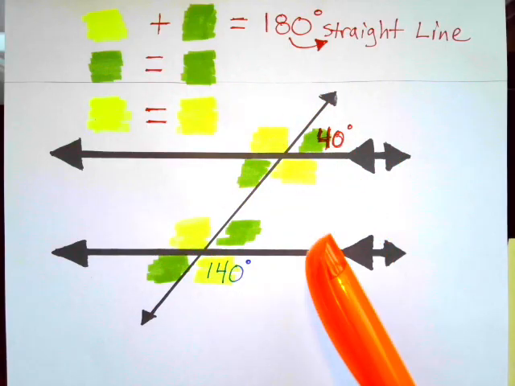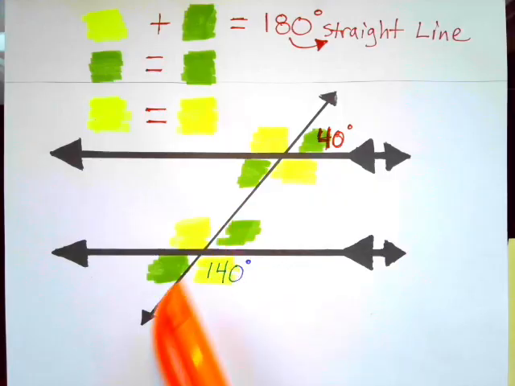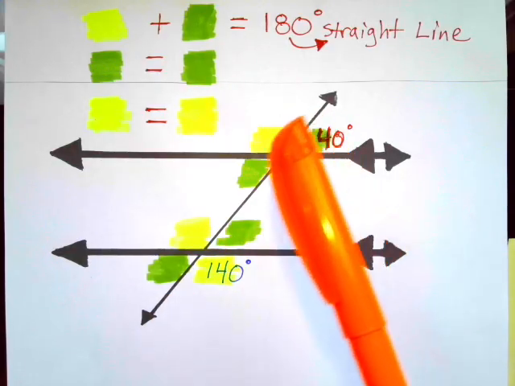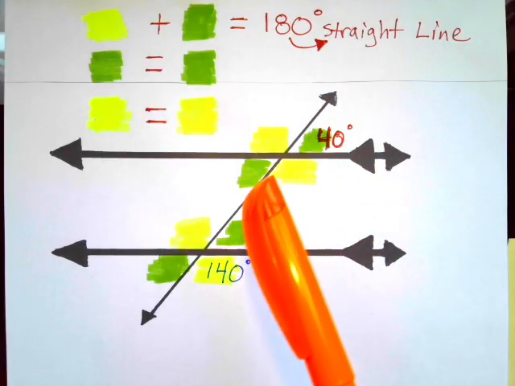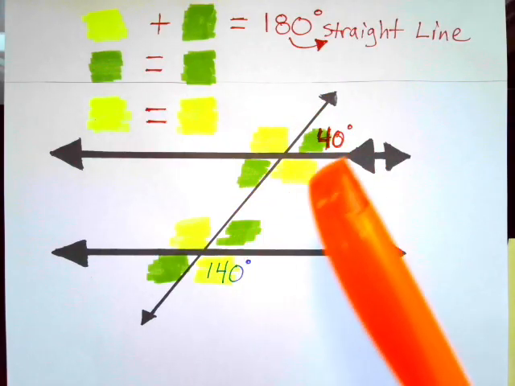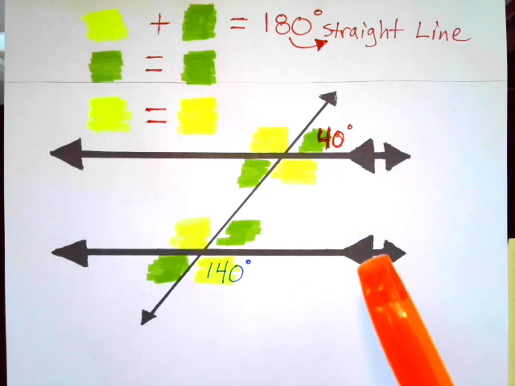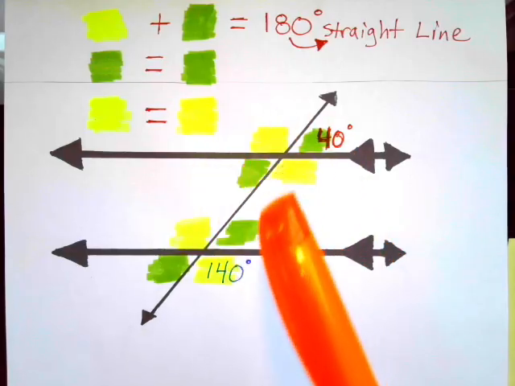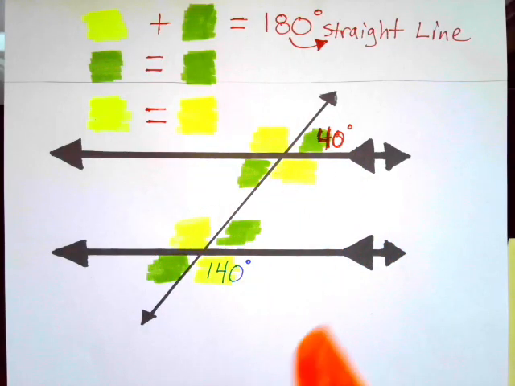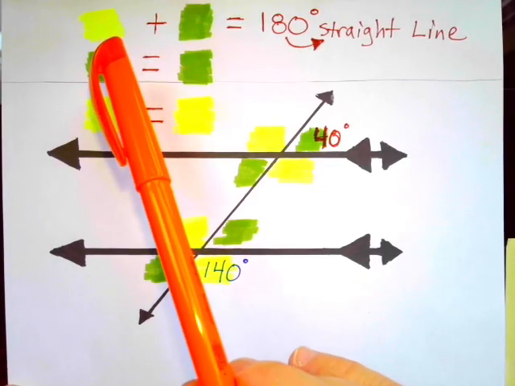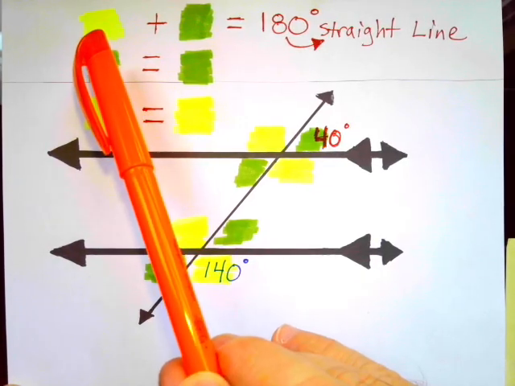Now, if the two lines are not parallel and they're cut by a transversal, the two angles adjacent to one another, they still will add up to 180 degrees of a straight line. But the two lines have to be parallel, cut by a transversal, in order for those congruent angles to apply. So they form some special contrasts to each other.